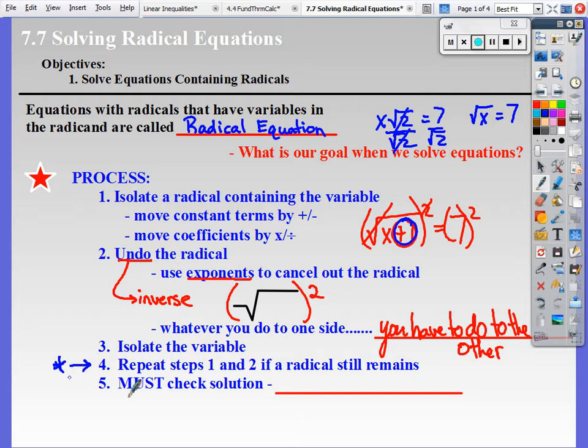You must check your answer. You don't really have a choice. It's not me saying it. It's really the math saying it, because there are extraneous solutions out there that we need to be careful of.